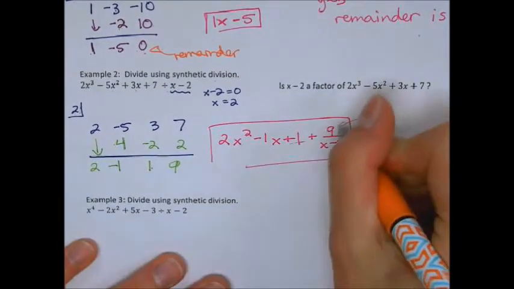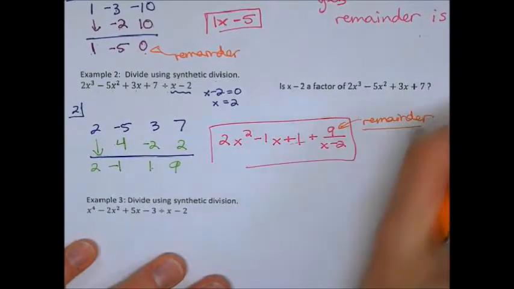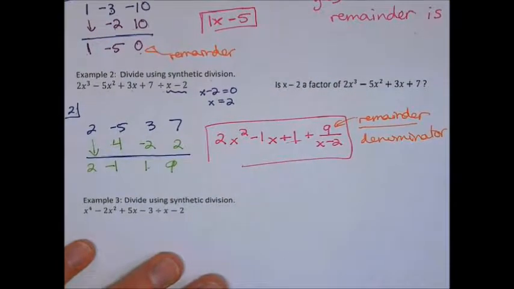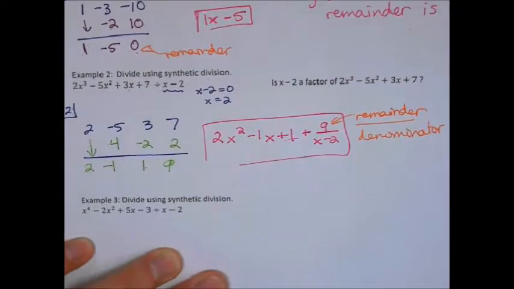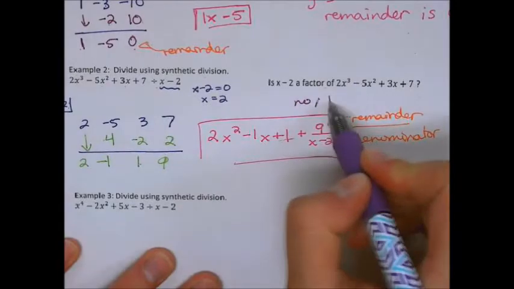So this is our remainder over denominator. So is x minus 2 a factor? No. There is a remainder.